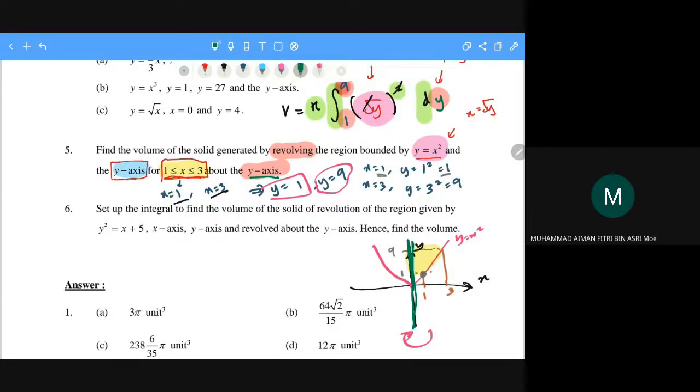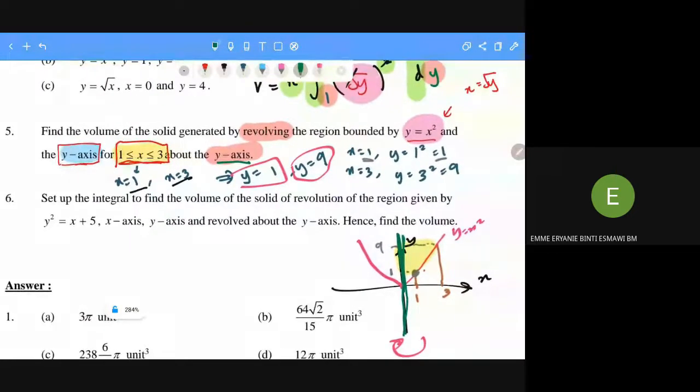Boleh je. Boleh. Okay, tadi yang keliru tu, Isma keliru sebab dia punya graf macam ni ke? Ke Isma tak tahu nak cari y?